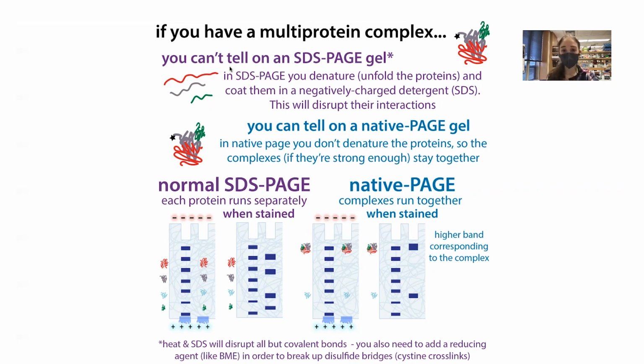Because you're now not having this negative charge, sometimes you need help with getting your proteins to run. There's a technique I've tried called blue native PAGE, which uses Coomassie dye to kind of help things along, and I have a post on that as well.